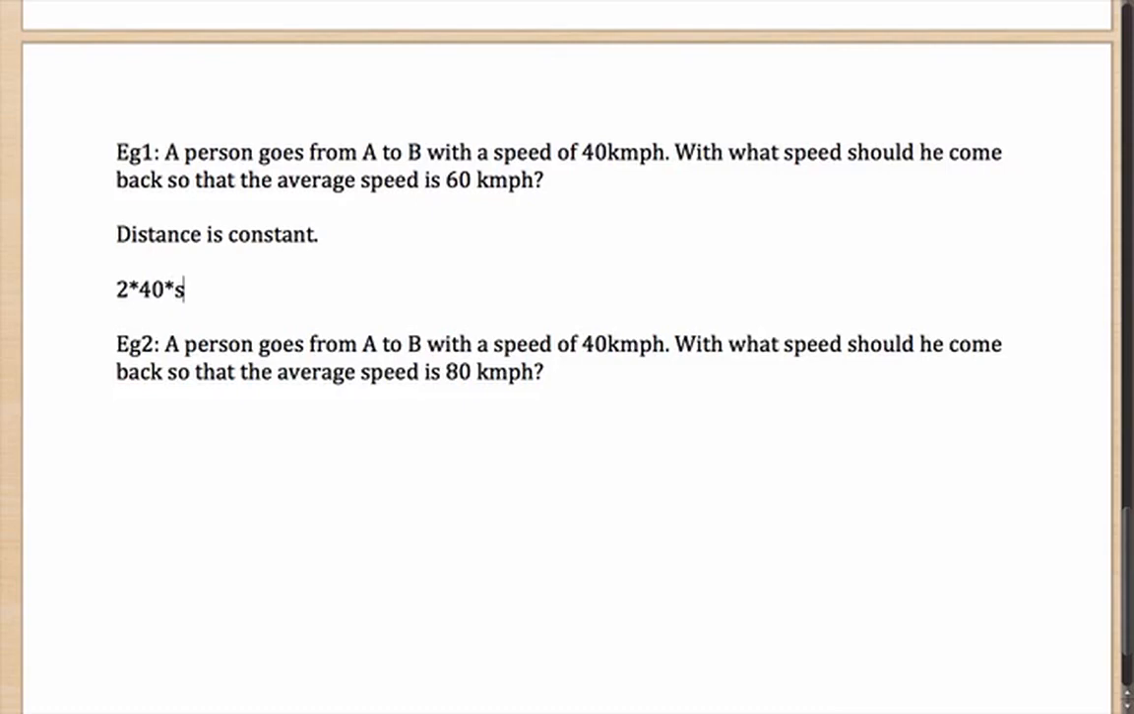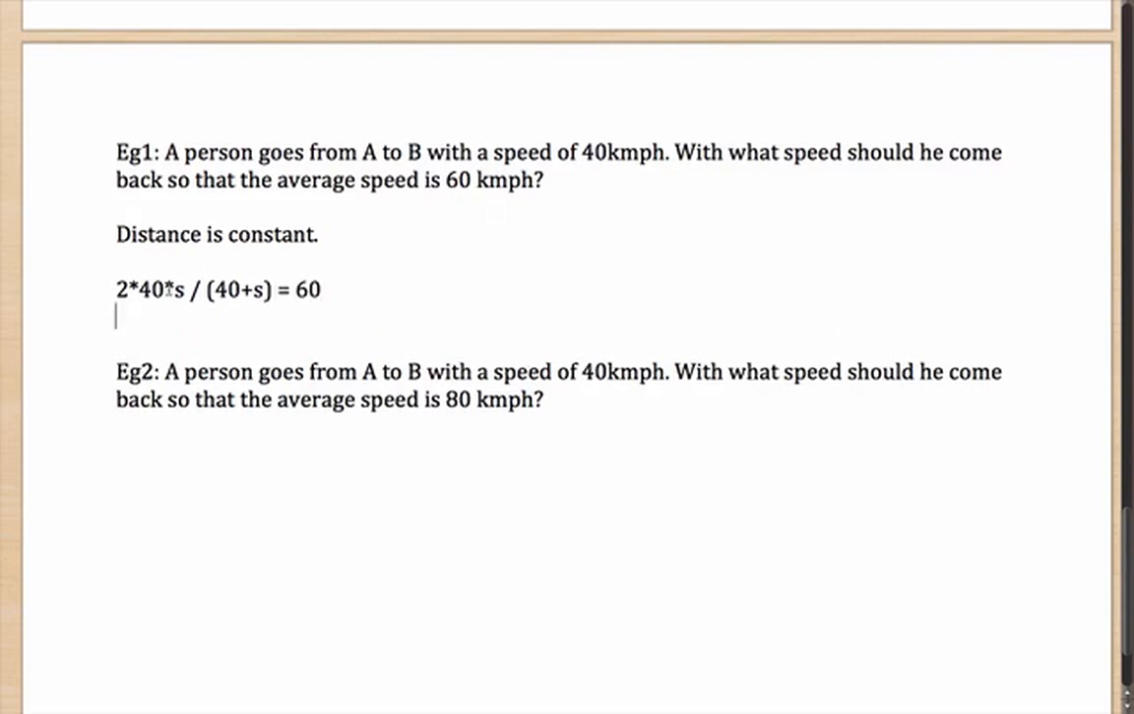Let's say the speed that you want to find out is s. So 2 into 40 into s divided by 40 plus s, and that is equal to 60. Try to solve this equation. What will you get? Well, you have 80 on the left and 60 on the right, divisible by 20. So this can be written as 4s divided by 40 plus s, which is actually equal to 3.